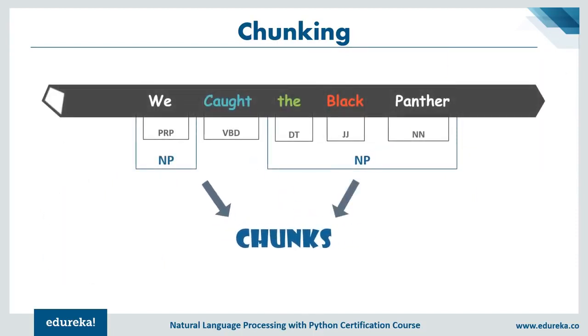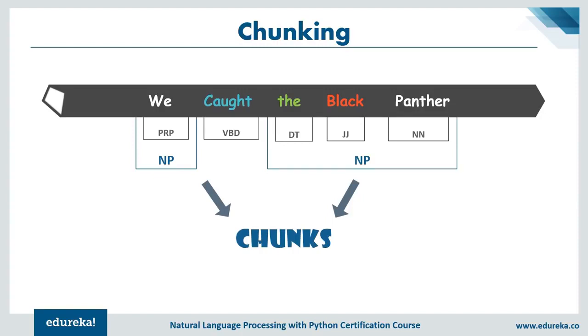So let's have a look at the example here. The sentence under consideration here is we caught the Black Panther. We is a pronoun, caught is a verb, the is a determiner, black is an adjective, and panther is a noun. So what it has done here, as you can see, is that black, which is an adjective, panther, which is a noun, and the, which is a determiner, are chunked together in a noun phrase.